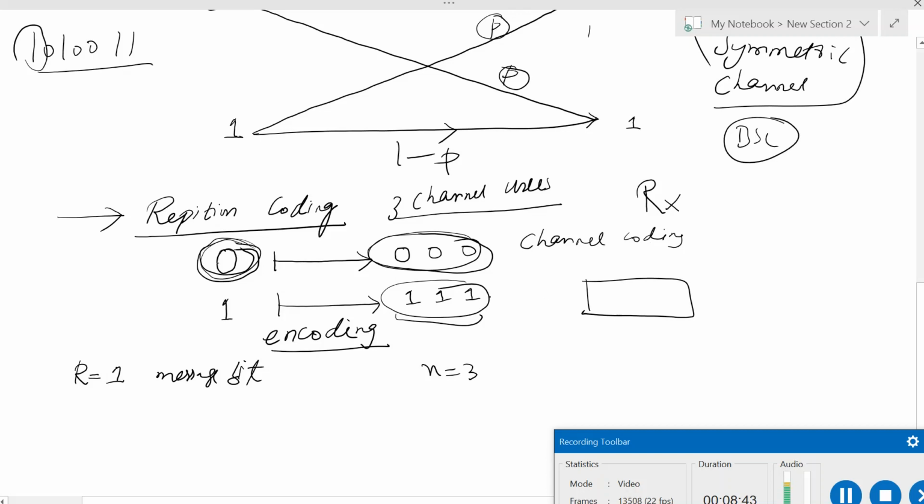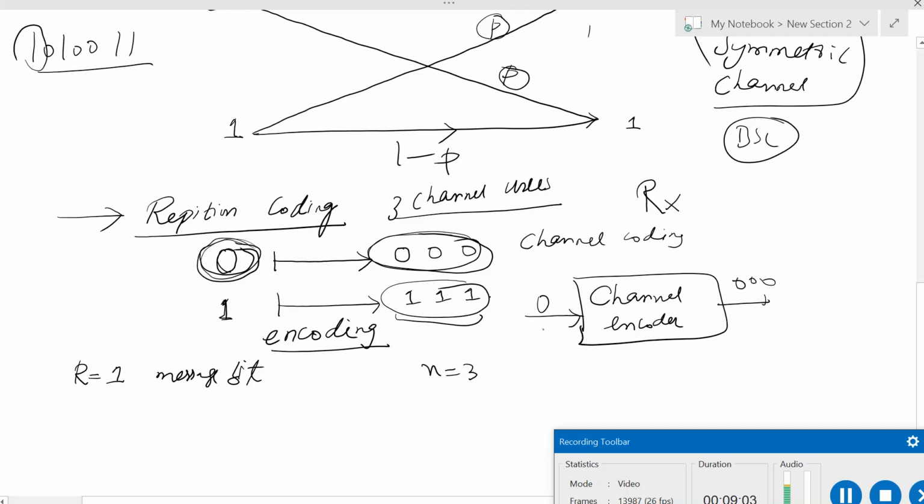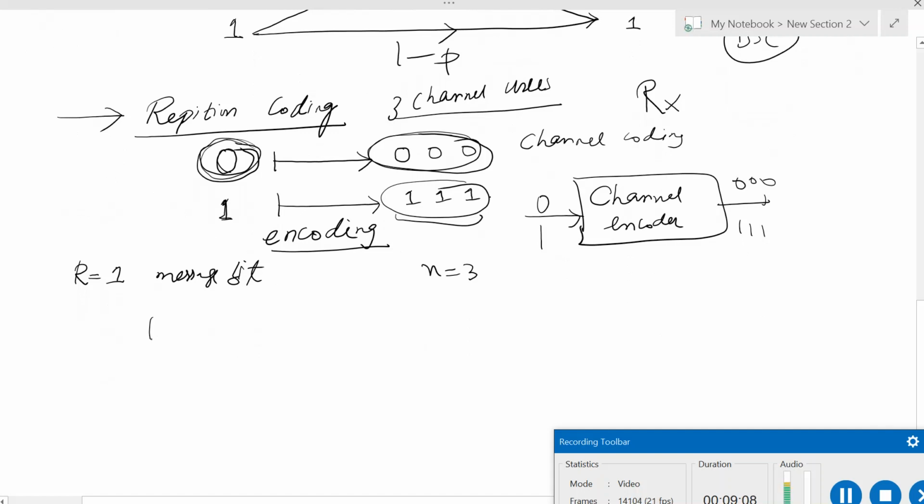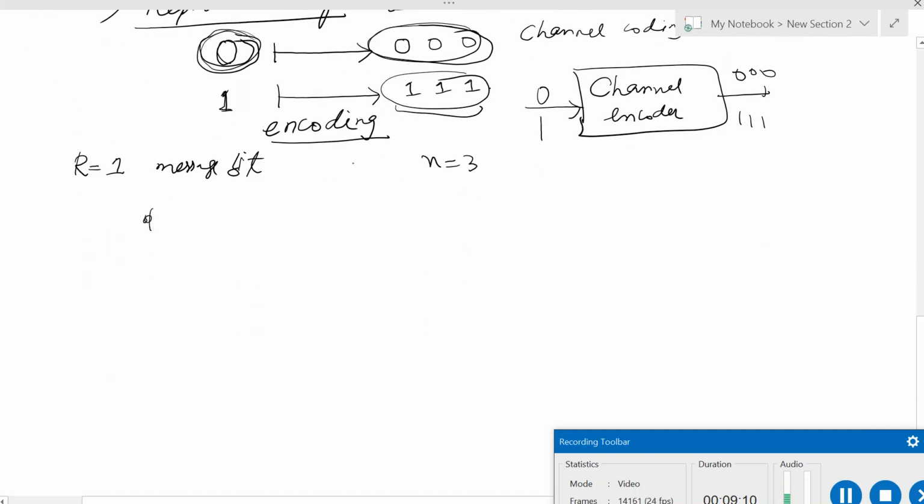This procedure of mapping a message bit 0 to 3 zeros and a message bit 1 to 3 ones, the device which does it is called the channel encoder. So in this case, you pass in 0, you get 0, 0, 0. You pass in 1, you get 1, 1, 1. Very simple channel encoder. Now what will the receiver do?